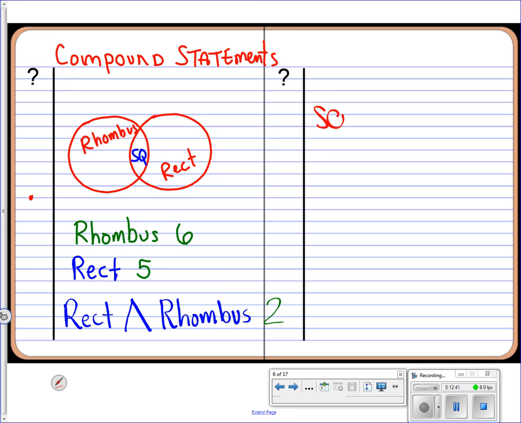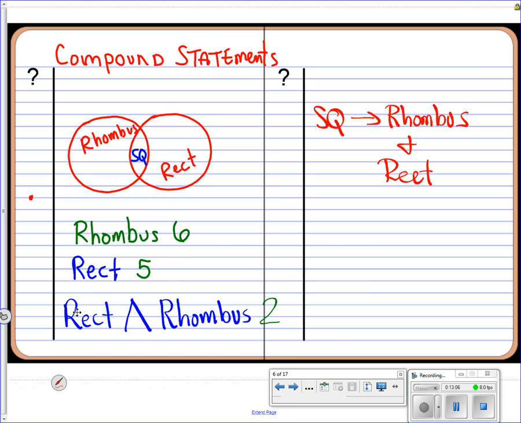Okay? So a square is the same as a rhombus and a rectangle. Okay? Now take a look. I have a bunch of shapes. Two of them are rectangles and rhombuses. Six of them are rhombuses, and then five are rectangles. So what I'm going to do is put this information into the diagram.